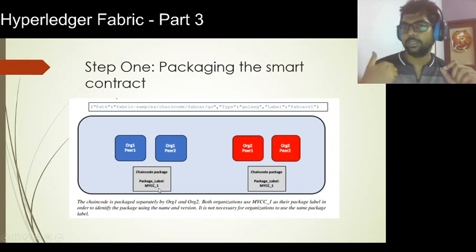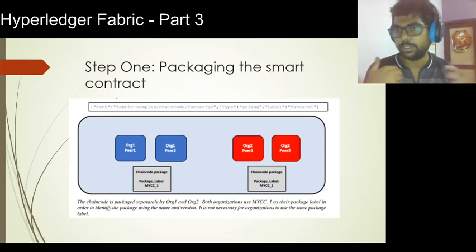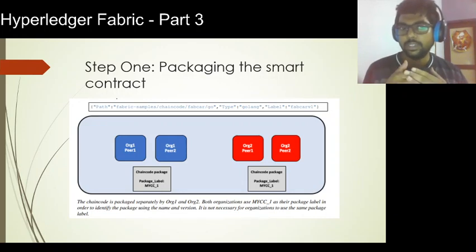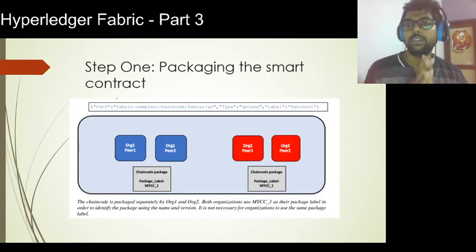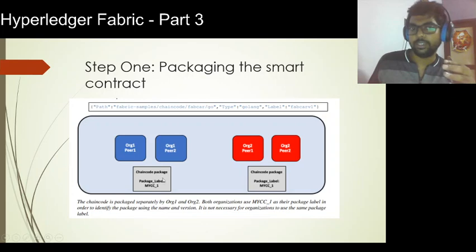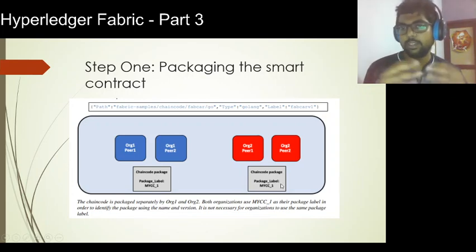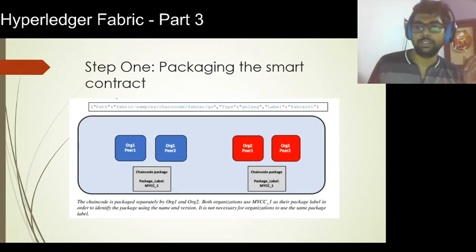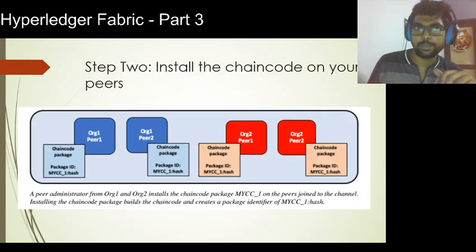Otherwise, if I am using my CC2 and you are using my CC, we are not in the same contract, or it is a different one. So that is why the package label identifies the name and version. Also, it is not necessary for all organizations to use the same package label. Okay, whatever is written in the rules should be the same, but it's good practice to have the label and see that both organizations have the same smart contract. So that is step one.